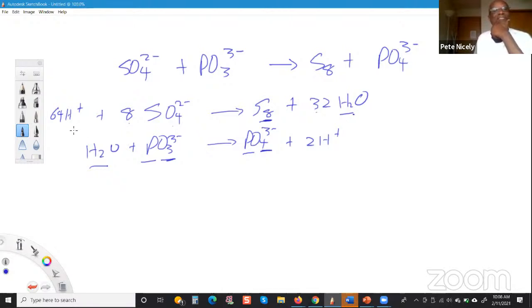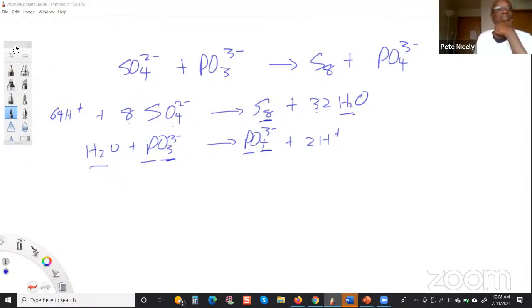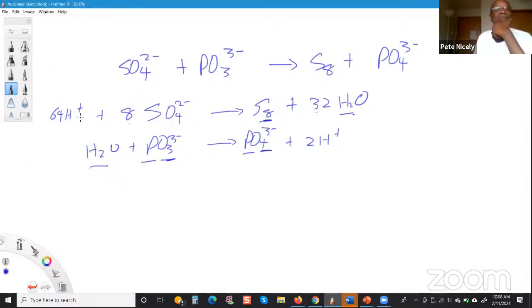So in the case of the first half equation, you have 64, let me move this aside here. You have 64 plus charges minus 16. And since I'm lazy, I'm going to pull out my calculator for this one. So 64 minus 16 gives you a total of 48 plus charges. So plus 48 charges on this side. We have no charges on this side. So that means we need to add 48 electrons here.